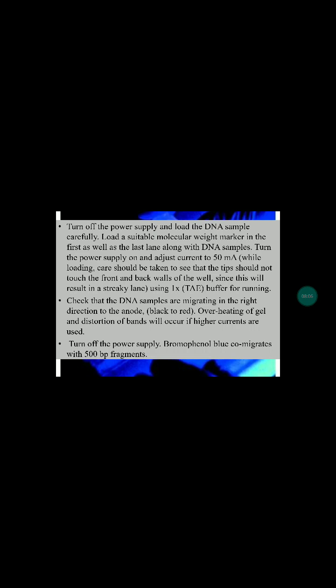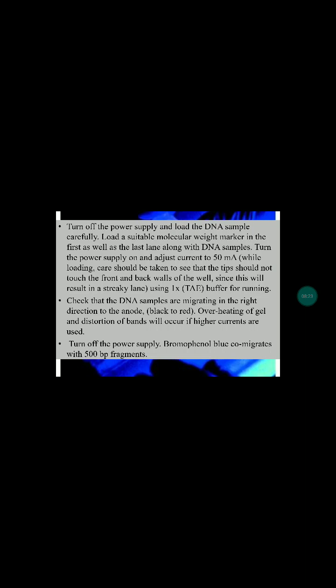Turn off the power supply and load the DNA sample carefully. Load a suitable molecular weight marker in the first as well as the last lane along with the DNA samples. Turn the power supply on and adjust the current to 50 mA.